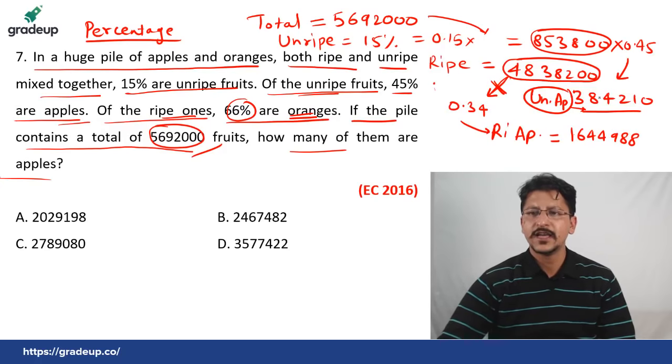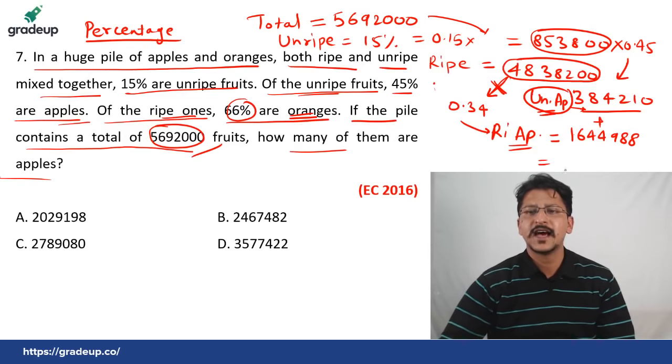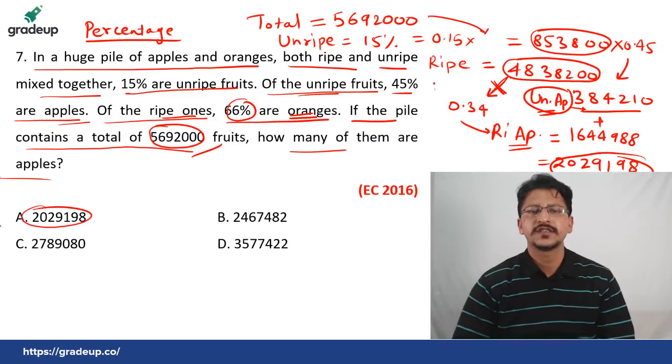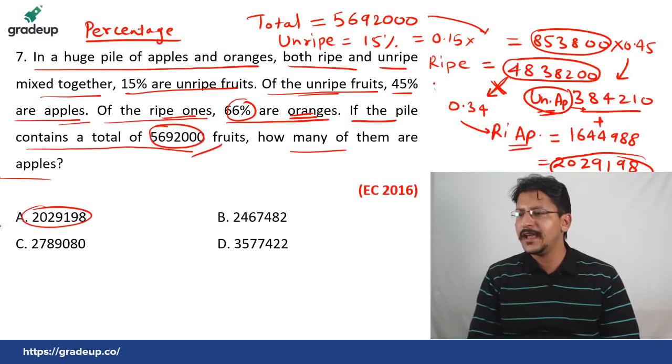That answer you will get as 1644988. Okay. So these are unripe apples, these are ripe apples. Add them, get the answer as 2929198. So the answer correct for this question is option A.